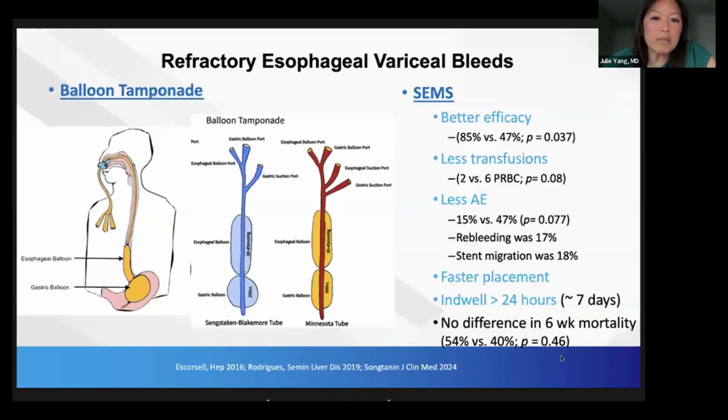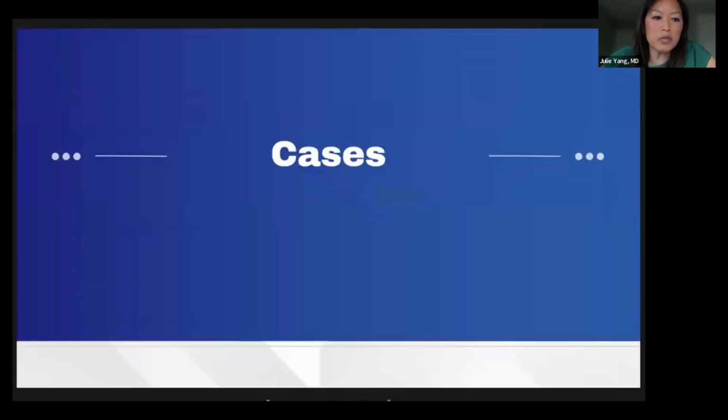And again, thinking about the clinical scenario here, which is very challenging. It's a difficult situation. Whether you go with SEMS or balloon tamponade, there is no difference in 6-week mortality. And that just goes to show you just how sick the patients are and how close to mortality they are. So I'm going to turn it over to my colleague for highlighting these cases and indications with some scenarios.